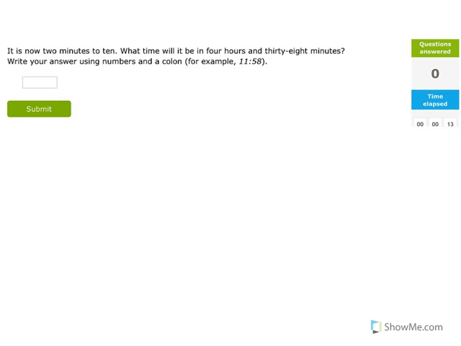Today we're going to be looking at finding the elapsed time in a word problem. We're going to start with this problem. This problem says it is now 2 minutes to 10. What time will it be in 4 hours and 38 minutes? Write your answer using numbers and a colon.